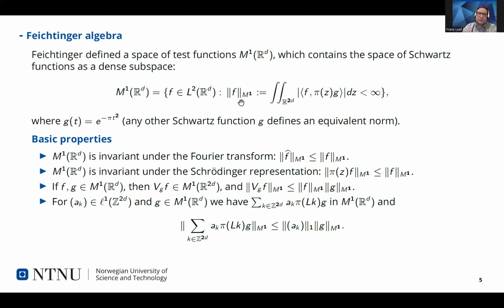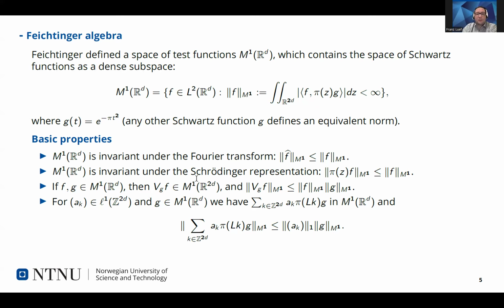But the key thing is that this is a very nice Banach space, which shares most of the properties of the Schwartz class, except for the differentiability conditions. But it's invariant under the Fourier transform. It's invariant under the Schrödinger representation. So as I said before, this pi(z)f for an f in M^1 is going to be again in M^1.